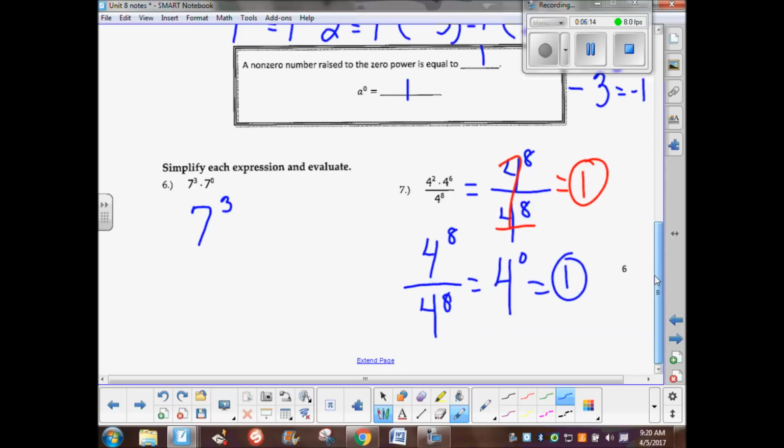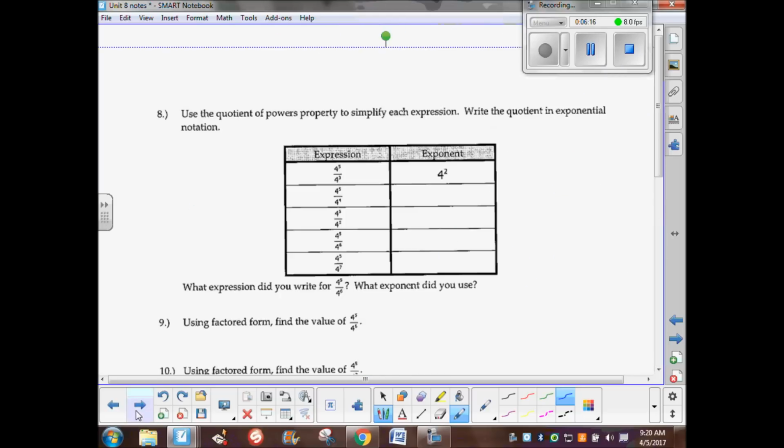Okay. All right, flip it. So we got another chart to fill out. First one is done for us. Next one is what? 4 to the 1. 4 to the first.